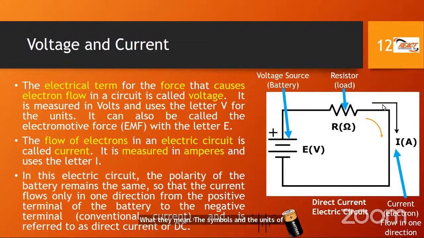On the right-hand side, we have the circuit that we showed you in the previous slide, but we have labeled it a little bit. So let's talk about this circuit. This is an electric circuit. It's also a direct current circuit. We'll talk about what that means a little bit.